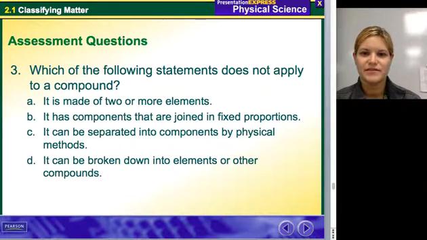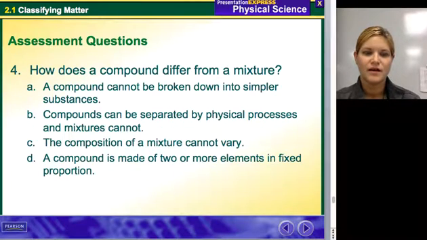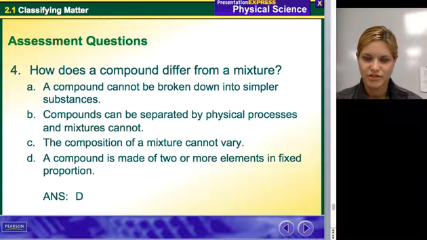3, which of the following does not apply to a compound? The correct answer is C. We cannot separate a compound through physical methods. You need chemical methods to make that work. The rest of those do apply to compounds. Number 4, how does a compound differ from a mixture? The correct answer is D. A compound is made of 2 or more elements in a fixed proportion. So the difference is that mixtures are not fixed proportions.